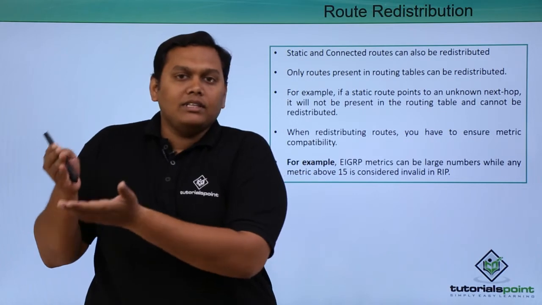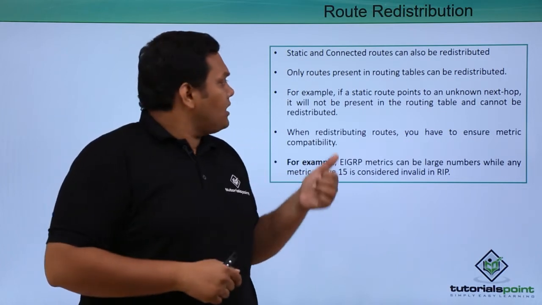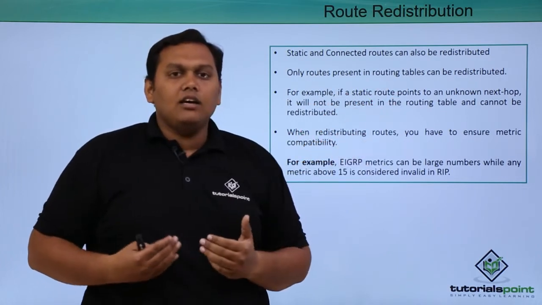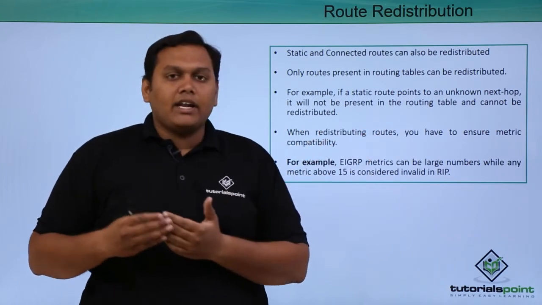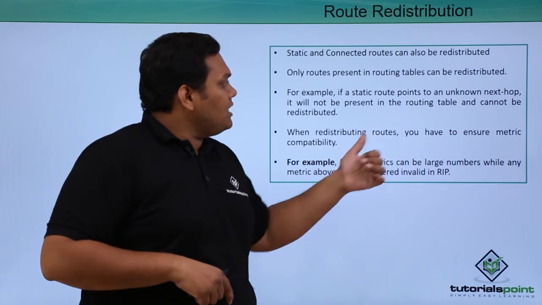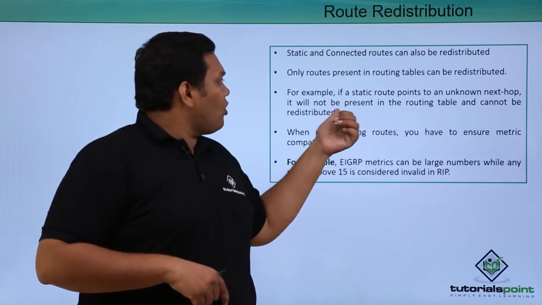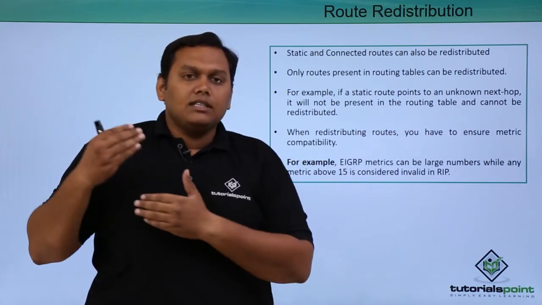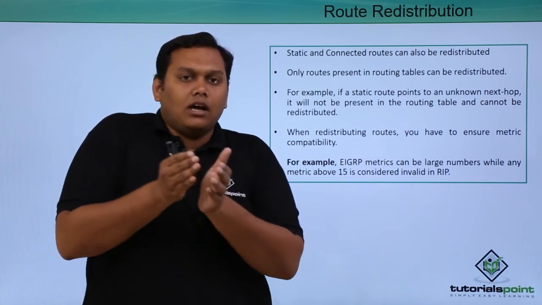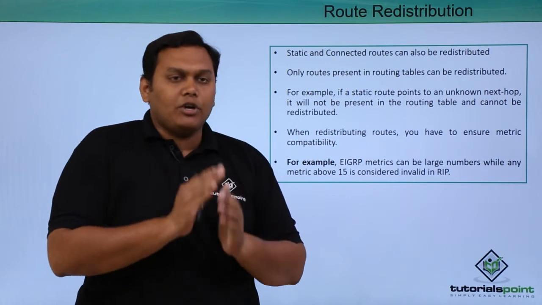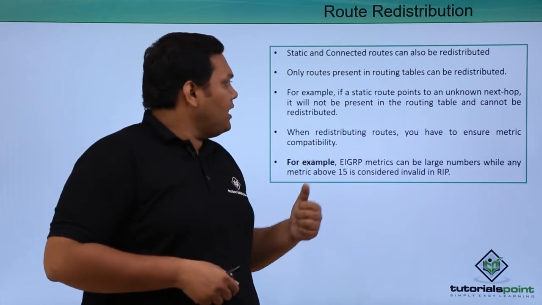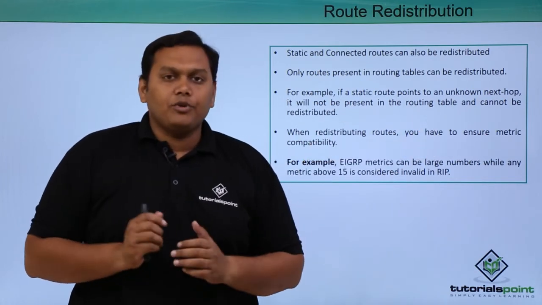So how and when does the redistribution occur? Only the routes present in routing tables are redistributed here. For example, if a static route points to an unknown next hop, a hop which is not known, it will not be present in the routing table. Because of that, it cannot be redistributed here.